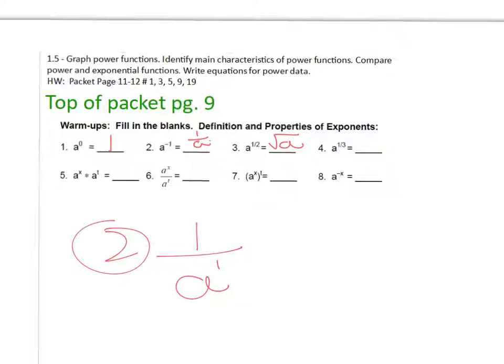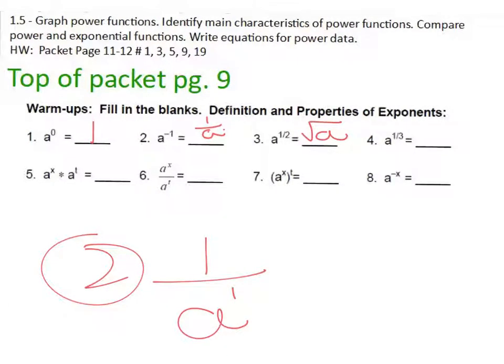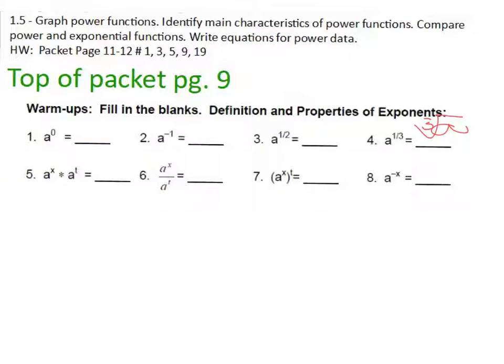Let me make it bigger so I can write better. There we go. Let's try this again. The cube root of a. In number 5, when you multiply and the bases are the same, we add exponents. So for 5, it becomes a to the x plus t.